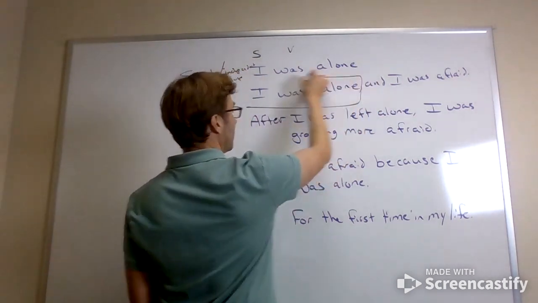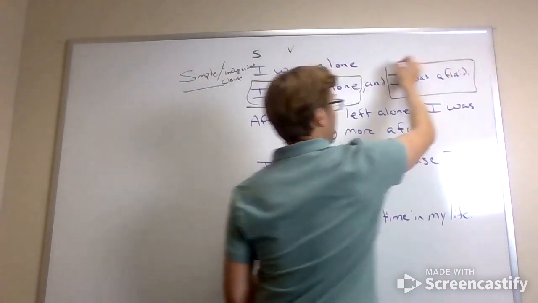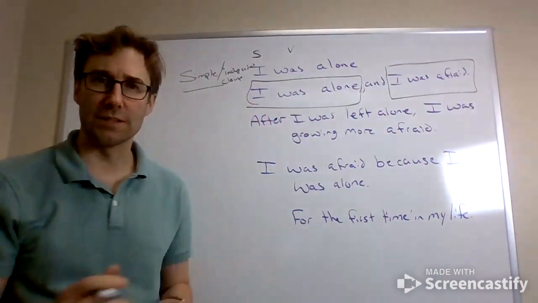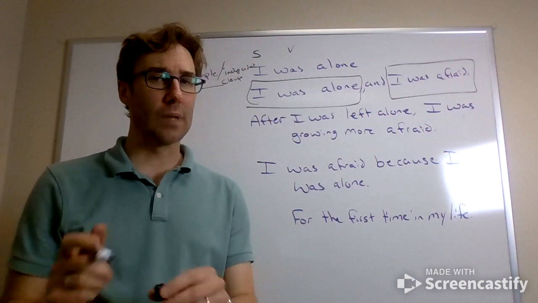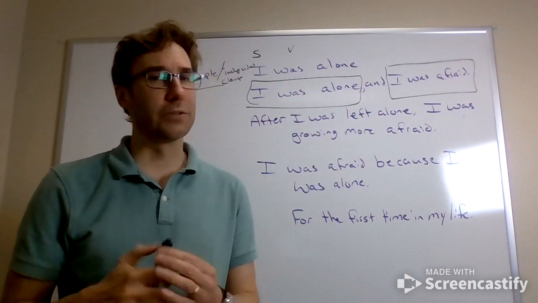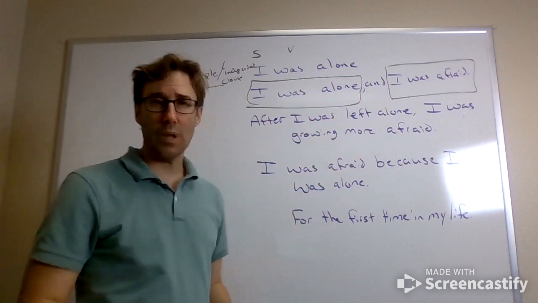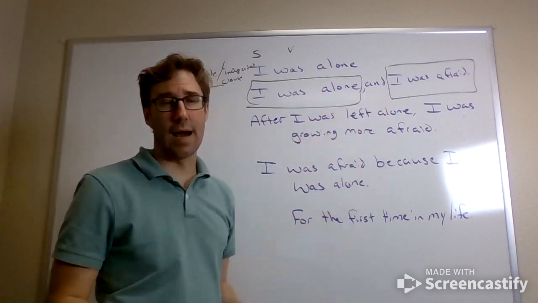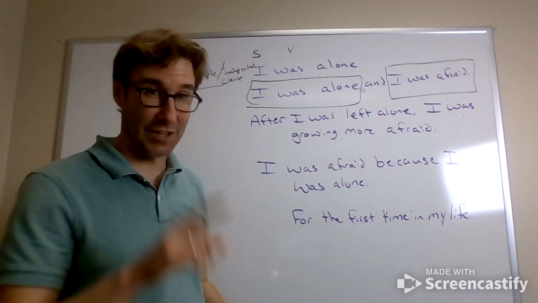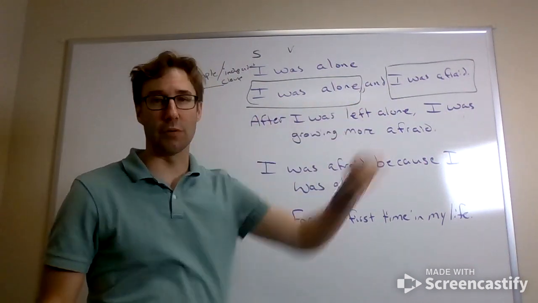There's one here, and there's one here. And I kept them pretty much the same structure. I was alone, I was afraid. And we're combining this in one of the most common ways we do in the English language, with an and. If we combine two independent clauses with an and, we need a comma. That's the first comma rule, your primary comma rule. So: I was alone, comma, and I was afraid.